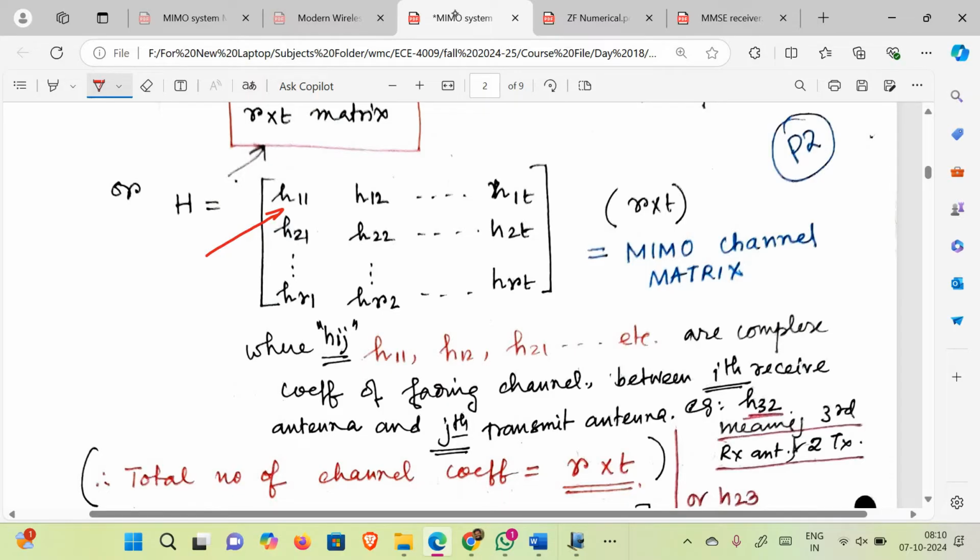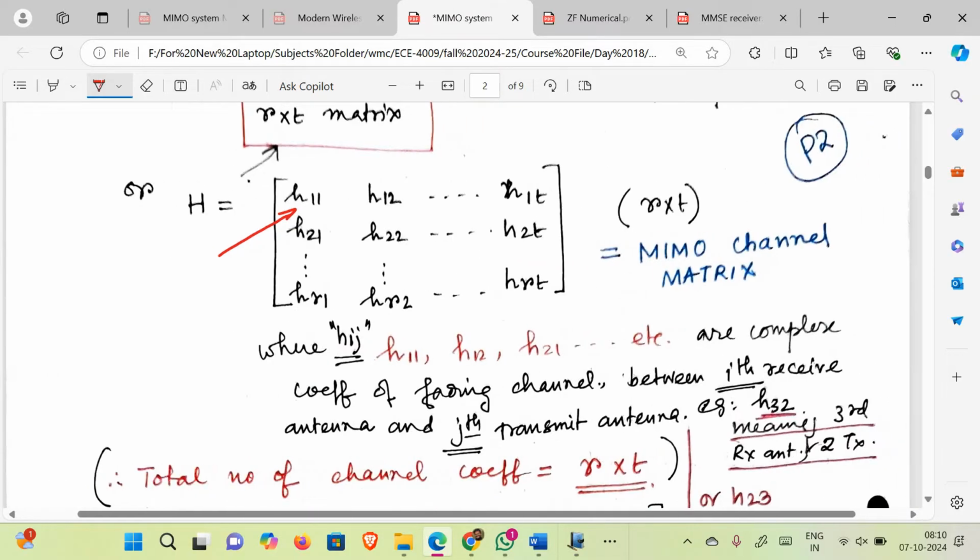So please make a note of it, or if you have already made a note of it, that this is an R cross T matrix and not T cross R. Make sure that when you are representing this, or when you are writing it in your answers, the receiver comes first and then the transmitter. So if it is a 2 cross 1 system we are talking about, H equals 2 cross 1, it means 2 receiver and 1 transmitter antenna. Don't go the other way around. That is not the case, because this is the common nomenclature. Okay, so please make a note of it.